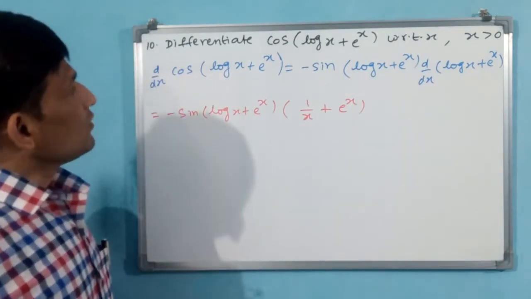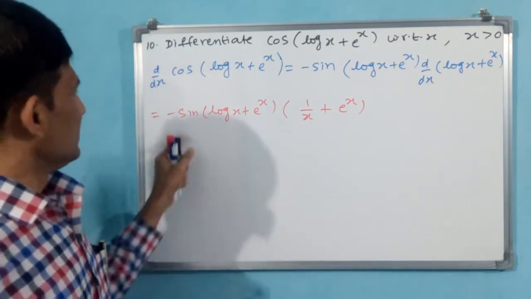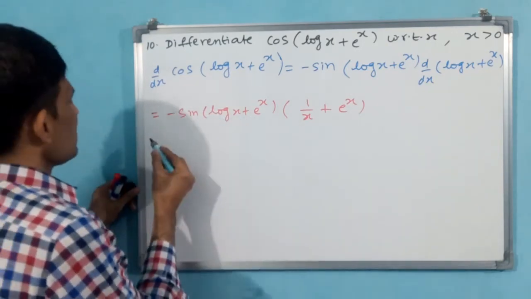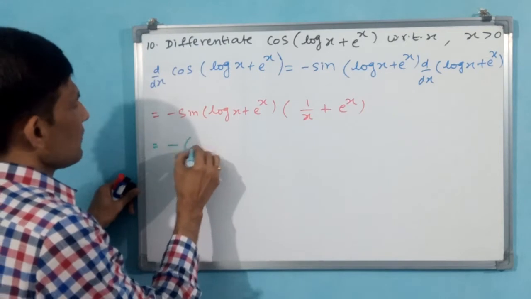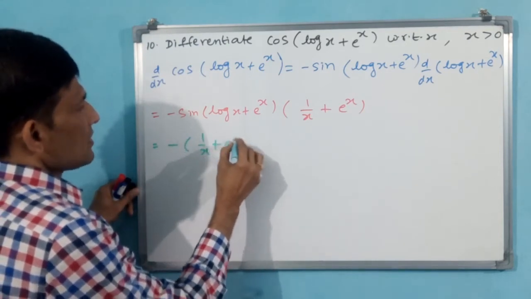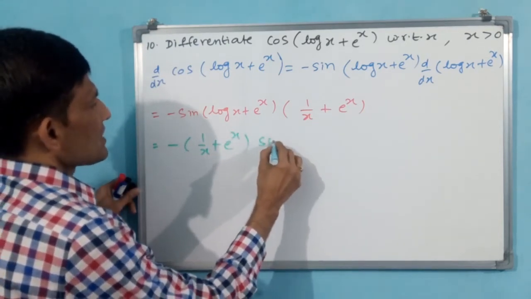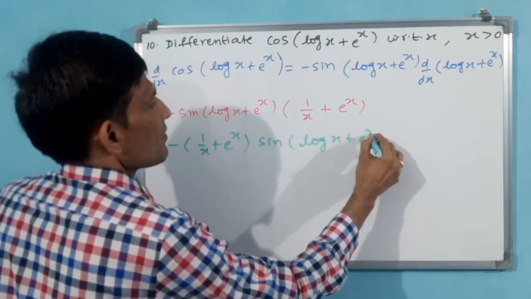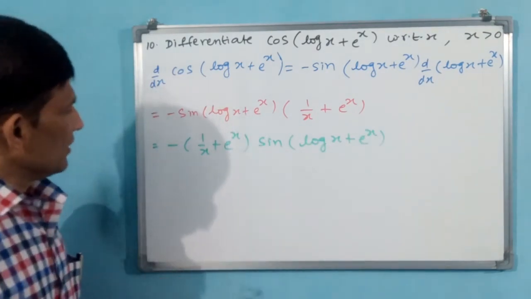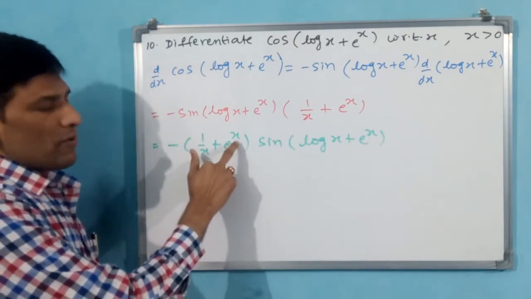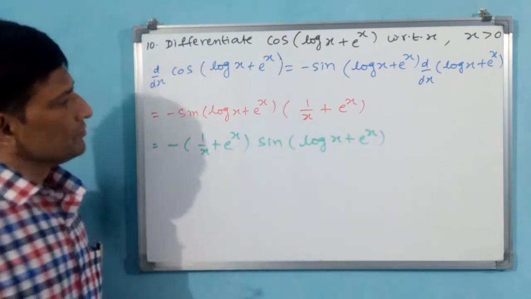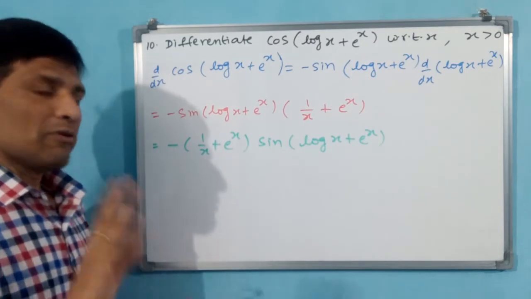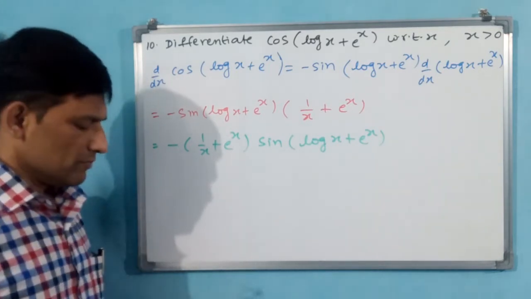Now I want to rewrite this, writing the minus in front: minus of (1 by x plus e power x) into sin of (log x plus e power x). Is it okay? Minus (1 by x plus e power x) into sin of (log x plus e power x). Like this we have given. Okay, now you think.